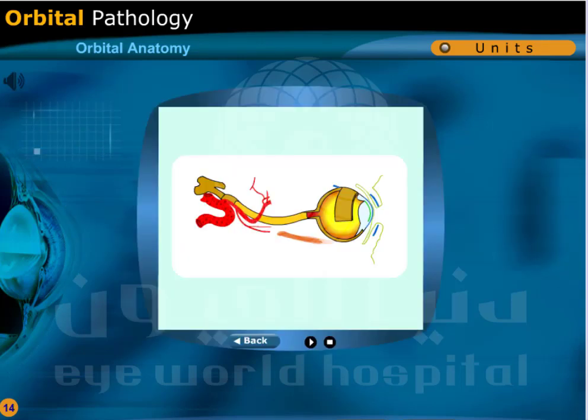Orbital blood supply. Arterial supply. Main arterial supply arises from the ophthalmic artery, a branch of the internal carotid artery. Venous drainage. Exit the orbit through superior and inferior ophthalmic veins to drain in the cavernous sinus. Lymphatics. The orbit is devoid of lymphatics.